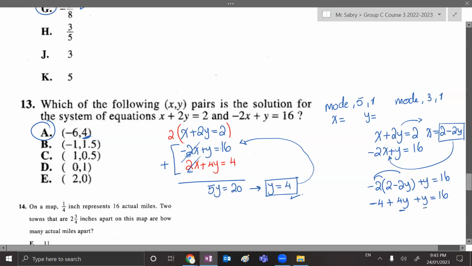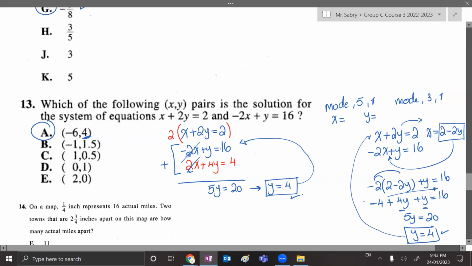Then we add like terms, so it becomes 5y, and we move the negative 4 to the other side, so it becomes 20, which then gives me y equals 4. Once you have the value of the x or the y, you just need to substitute this into any of the equations and you'll get the other value.